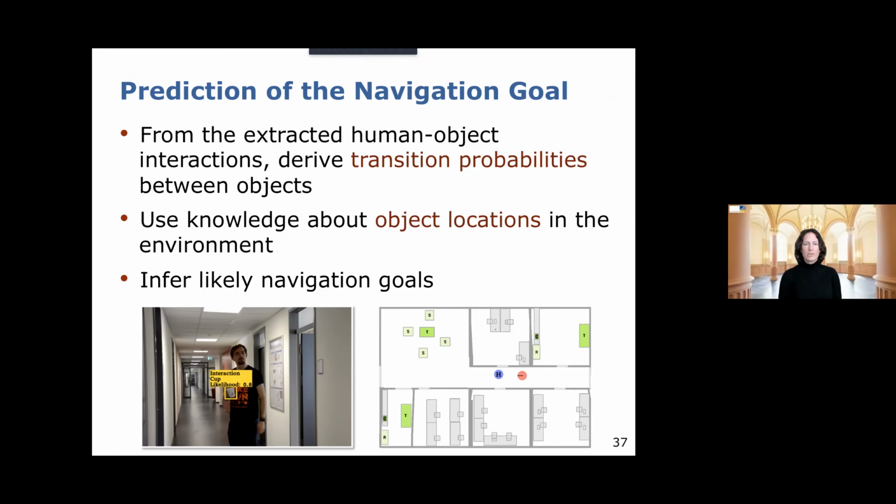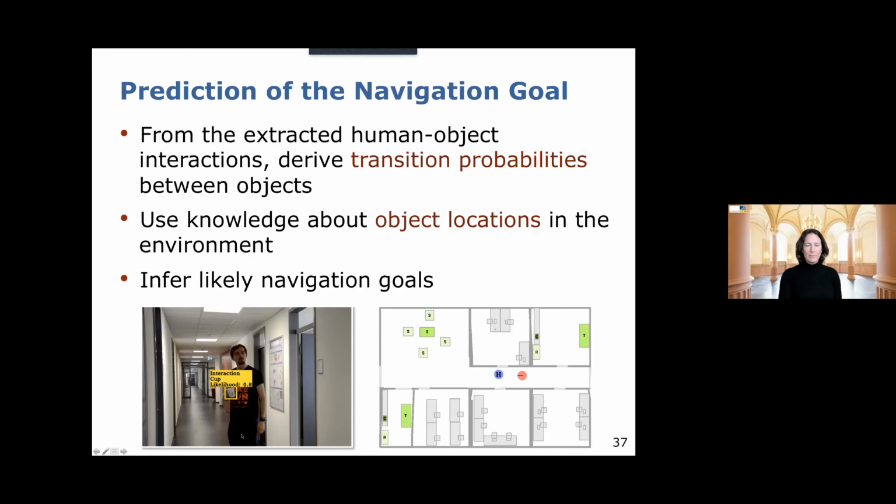From the extracted human-object interactions, we then derive transition probabilities between objects. Basically, we count how often the user went from object A to object B and to object C and so on. These probabilities tell us, if the user interacted with object A, the probability distribution of the next object the user will interact with. Using knowledge about the locations of relevant objects in the environment, we can then infer likely navigation goals of the user and predict human motions.